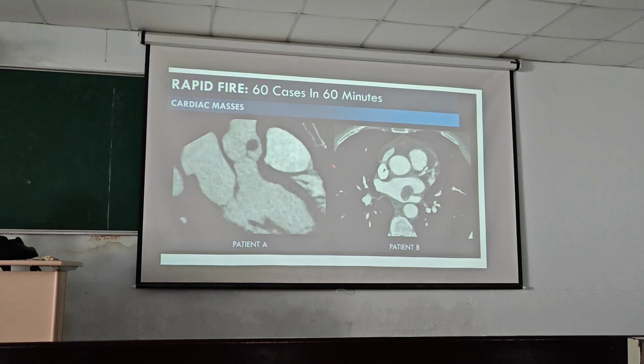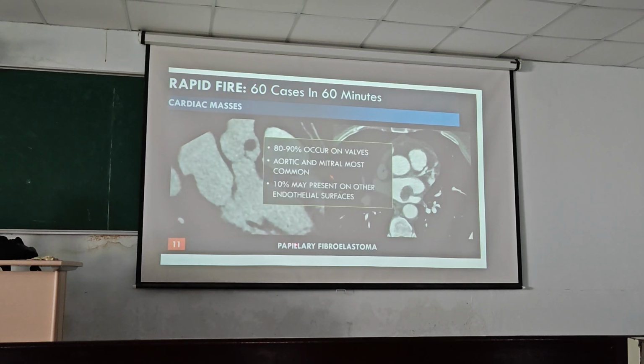So this is another common tumor I see often actually. It loves the valve. This is the aortic valve, and you can see a soft tissue nodule sitting on the valve. And then this one is sitting in the left atrium. This is papillary fibroelastoma. You see it a couple times a year too.